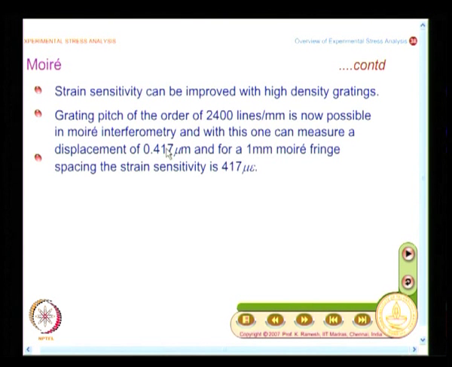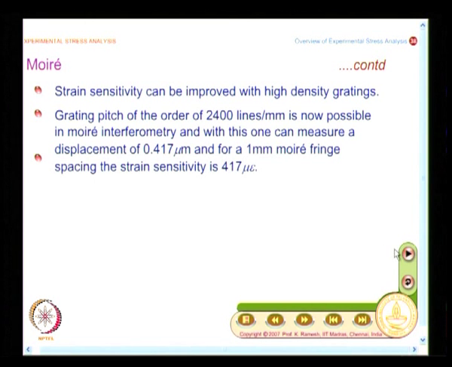But look at other thing, if I have one fringe is 1 millimeter, Moire fringe spacing is 1 millimeter, the strain accuracy is only 417 microstrain. And I said we want to work much below 1000 microstrain. Okay. So, Moire interferometry has a limitation, it cannot go below a certain level. So, it is good for large deformation problems, it may not be good for small strain measurement, but certain specific applications the method of Moire is very good. So, that is where domain of application you have to find out.